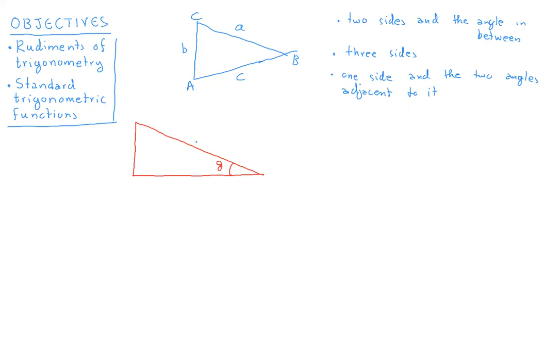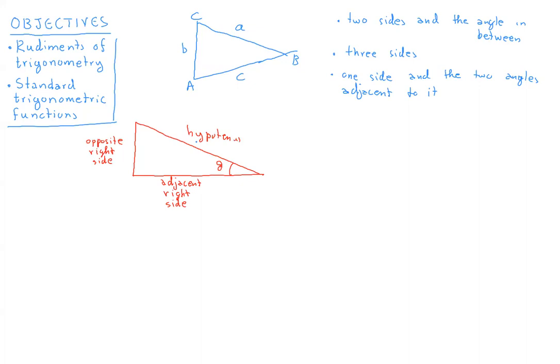Then the side that lies across from it is called the opposite right side. The side that is adjacent to it is called the adjacent right side. And of course, you have the hypotenuse.